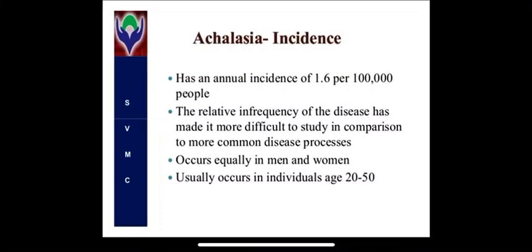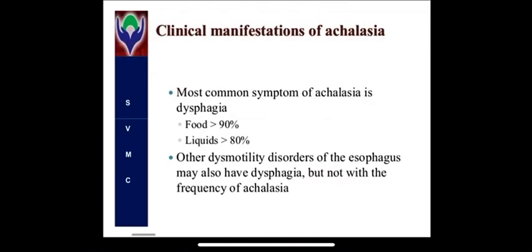The incidence of Achalasia is about 1.6 per 1 lakh people. The relative infrequency of the disease has made it more difficult to study in comparison to more common disease processes. It occurs equally in men and women. It usually occurs in individuals aged between 20 to 50 years.